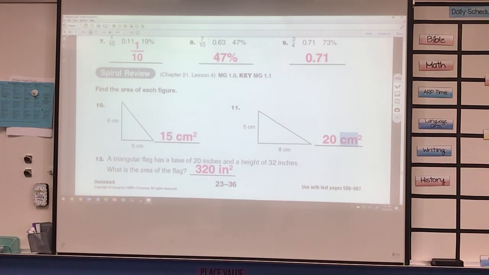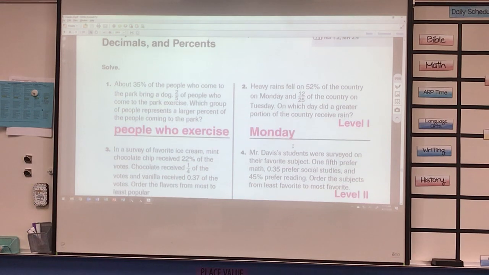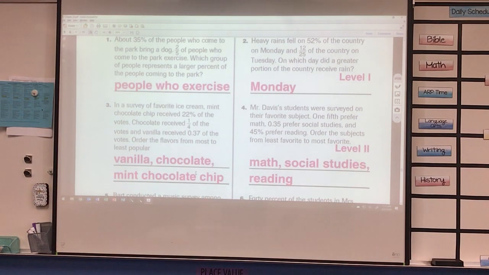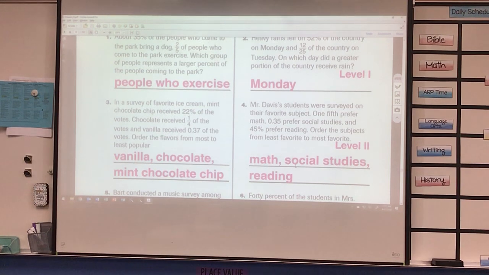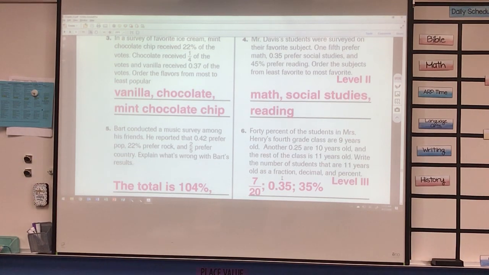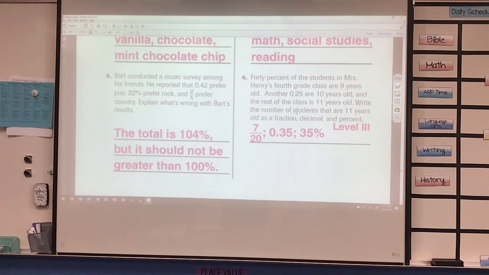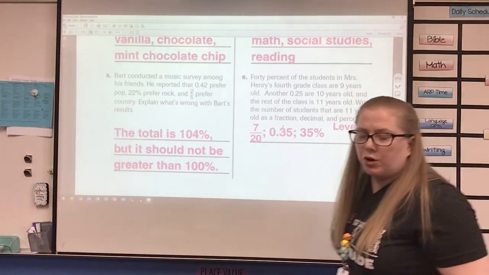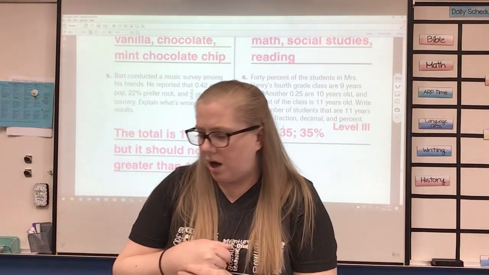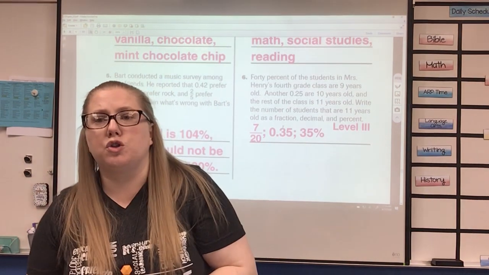Okay, and the back. Number 1, people who exercise. Number 2, Monday. Number 3, vanilla, chocolate, mint chocolate chip. Number 4, math, social studies, reading. Number 5, the total is 104%, but it should not be greater than 100%. Number 6, 7 20ths, 35 hundredths, and 35%. Okay, so that is your practice book page and your homework for lesson 3. By now you should also have taken quizzes 1 and 2, and then you'll take 3 and 4 tomorrow.